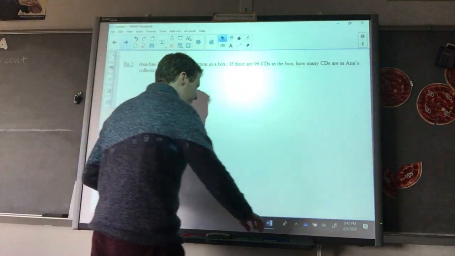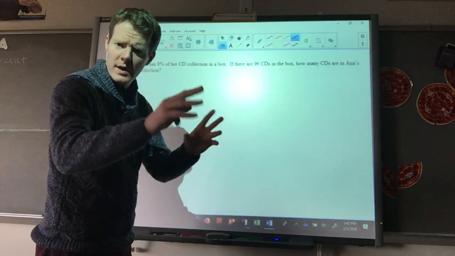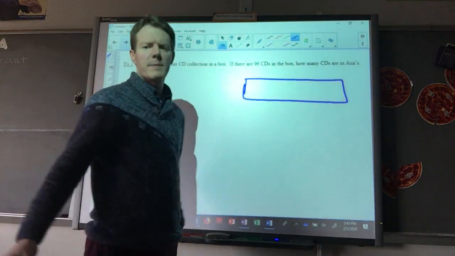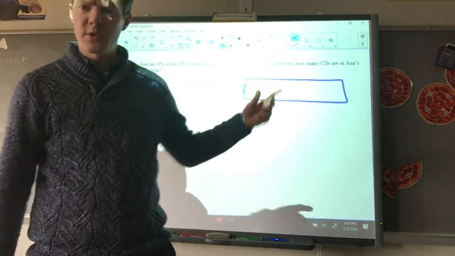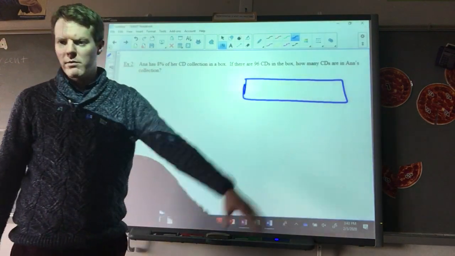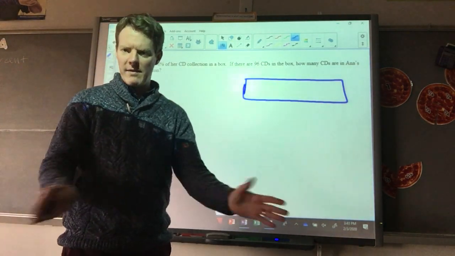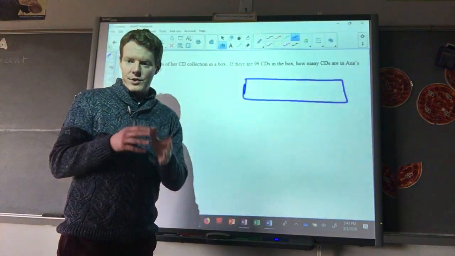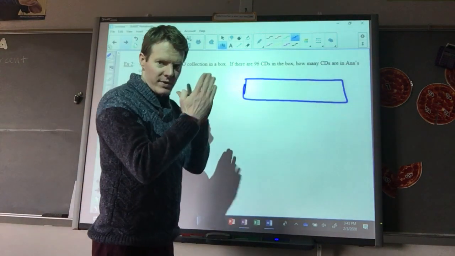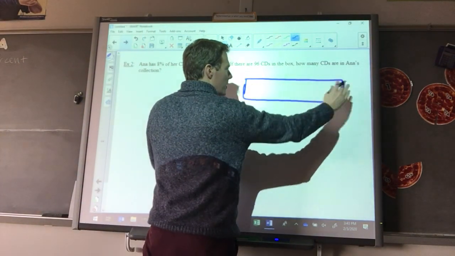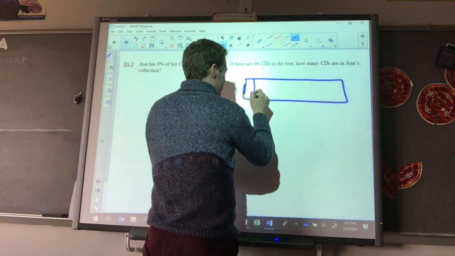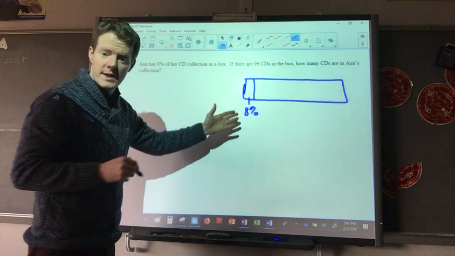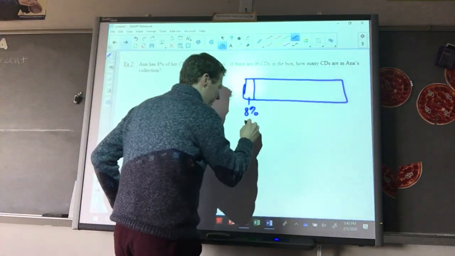So first of all, I'm going to again quickly draw a picture to help organize the information. This bar always represents the total, it represents everything. Since we're talking about her CD collection, the bar represents her CD collection. It represents every CD in there. Now it says 8% of the collection is in a box. So 8% is pretty small. That's less than 10%. So I'll just do a really little piece and say this is 8% of her CD collection, which is in some box. So 8% in a box.